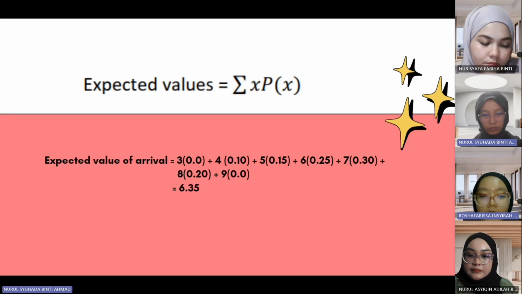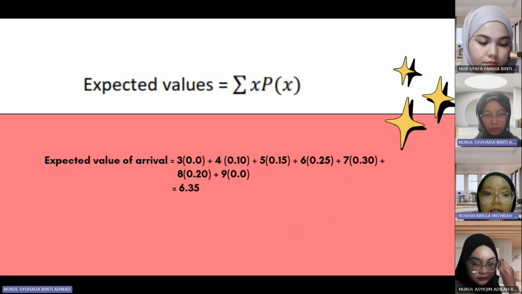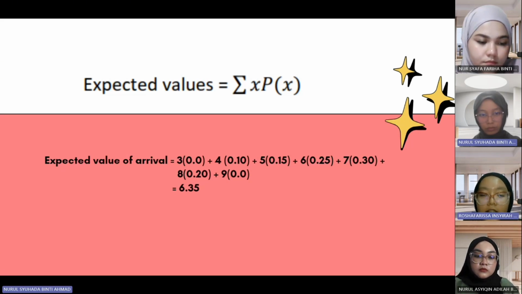Next, the last one, using the expected value formula, the expected value of arrivals is each number of cars times the probability. So the total expected value of arrivals is 6.35. That's all from me. I'll pass to the next presenter.